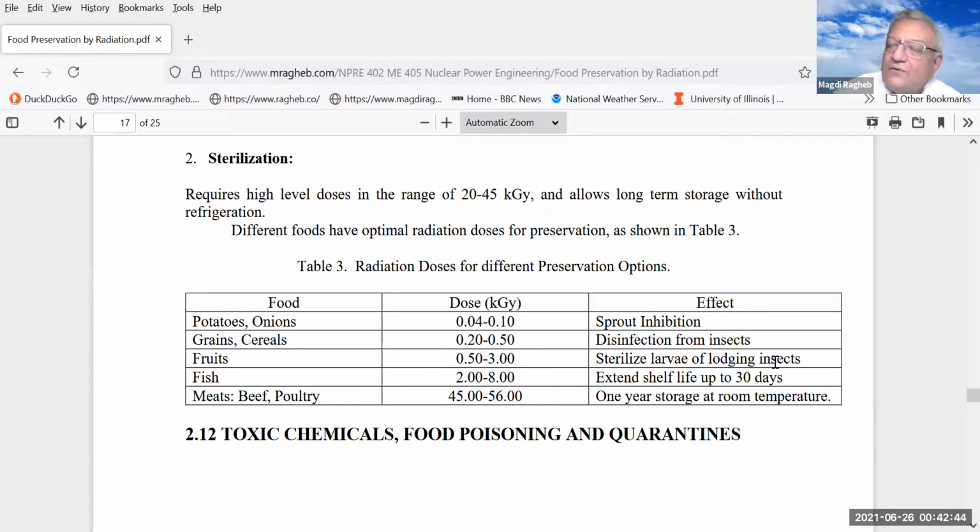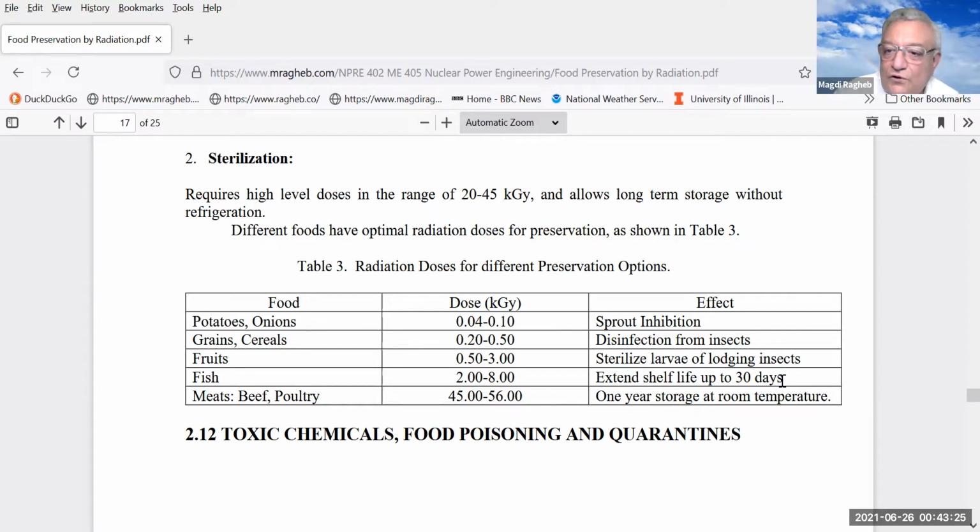So in that case, whatever fruit you buy from the store would last longer because there are no bacteria to start feeding and spoiling them. Fish, 2 to 8 gray, extends the shelf life up to 30 days. And this is a prospect for the fishing industry. Instead of loading the fishing boats with ice to protect the fish that they catch from spoilage, just having an irradiator, with 2 to 8 kilogray, can extend the shelf life of fish up to 30 days and not have the fish spoil.